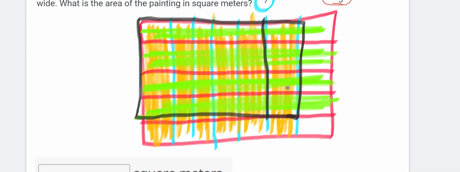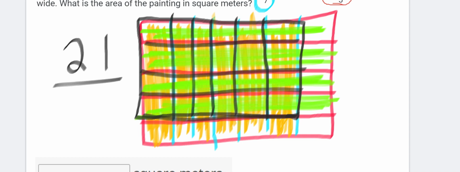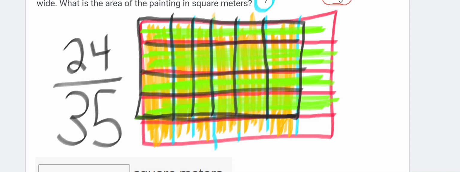I'm even going to take a moment to make this a little bit neater. How many pieces are in this overlapping section? That's right, there are 24. I notice 1, 2, 3, 4, 5, 6, 6, 12, 18, 24. And how many pieces are in the whole model? That's right, 35. Because I can see here, there's 1, 2, 3, 4, 5, 6, 7, 7, 14, 21, 28, 35.